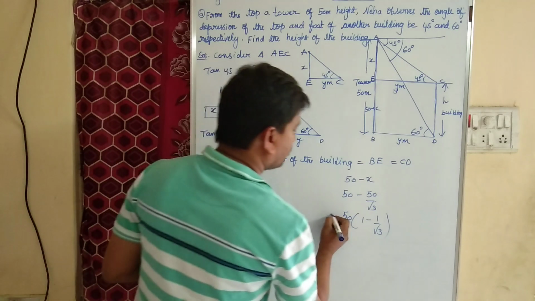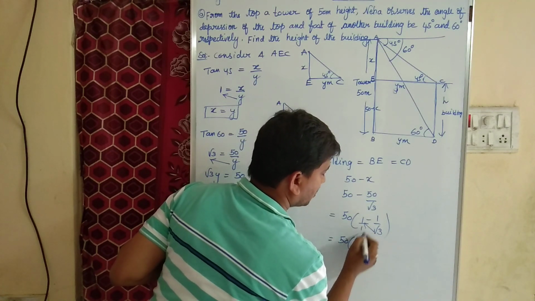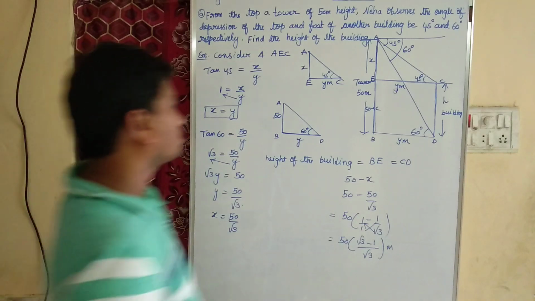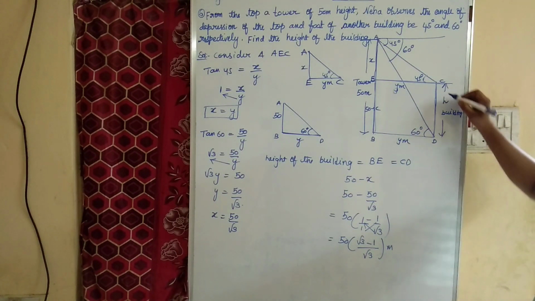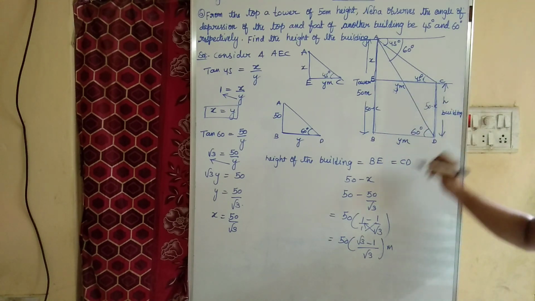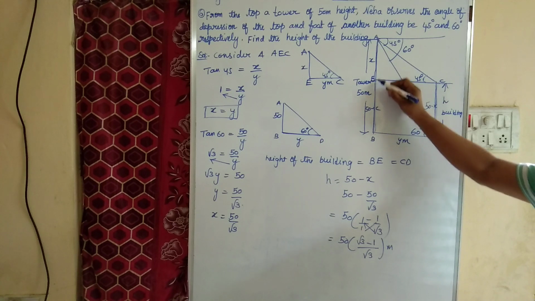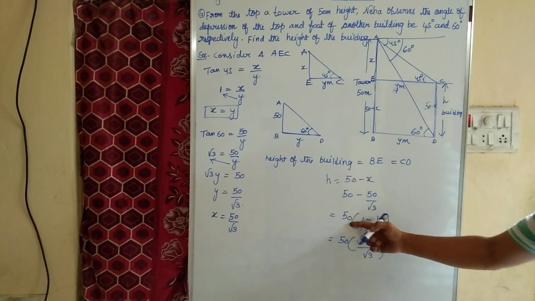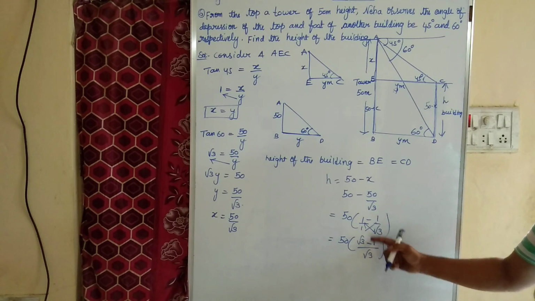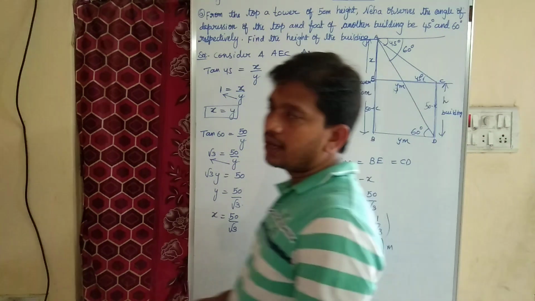Yes, if you want to go further, you can do it. If I take root 3 as LCM, I get root 3 minus 1 over root 3. Children, don't get confused. They are asking to find the height of the building, that is CD. CD is nothing but BE, which is also 50 minus x. So height equals 50 minus x. x means we got 50 by root 3. So I can take 50 common, and I'll get 1 minus 1 by root 3. With LCM root 3, it is root 3 minus 1 by root 3. So 50 into root 3 minus 1 by root 3 meters. That is the height of the building.